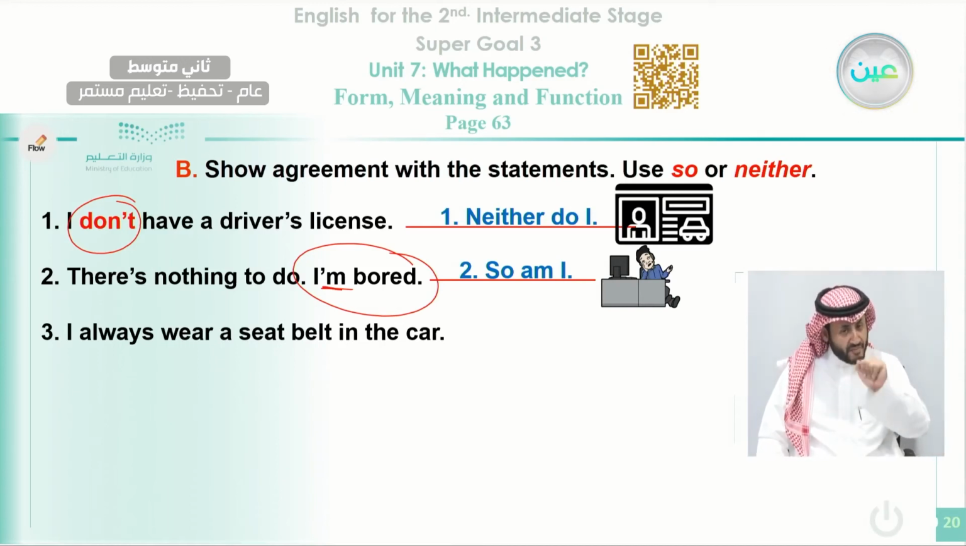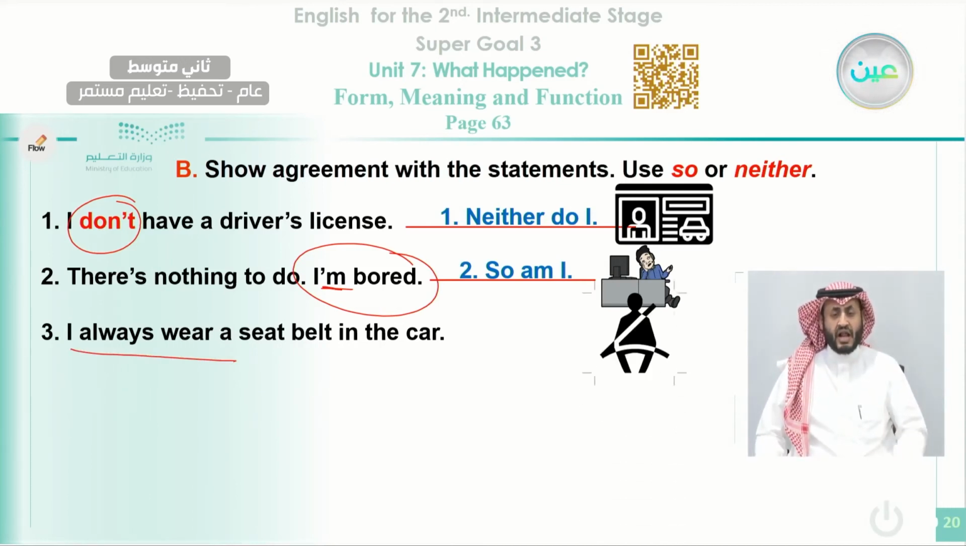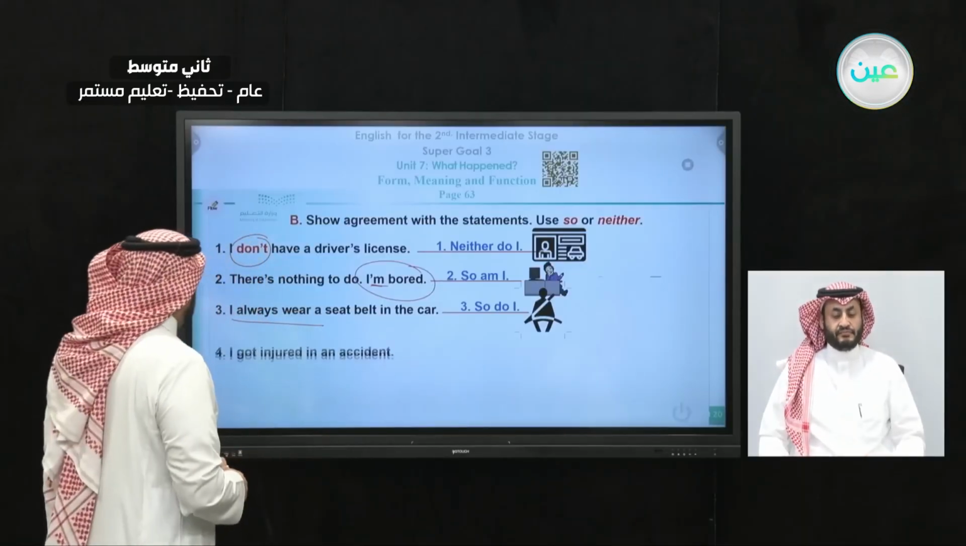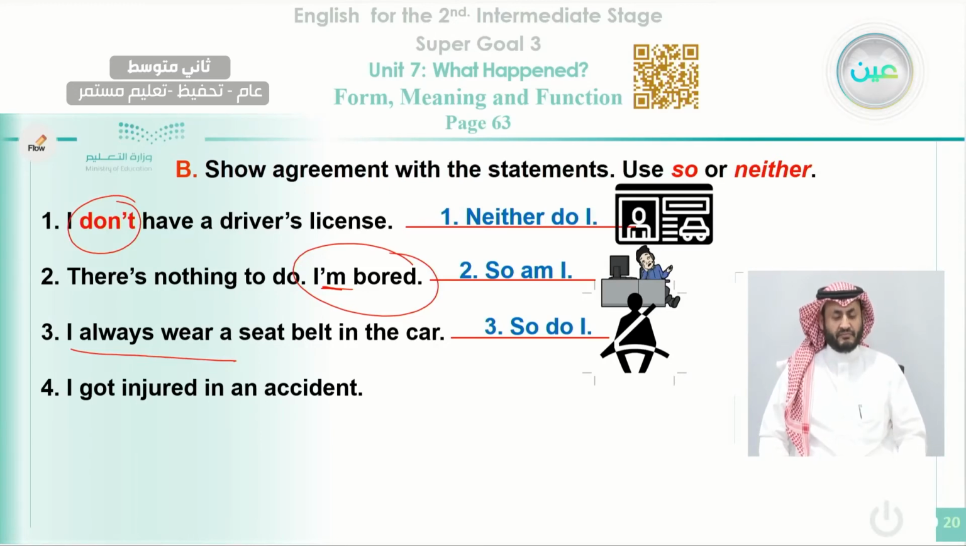And here also, "I always wear a seat belt in the car." So we use it here in the present simple. "I always wear a seat belt." So you want to agree. Seat belt, as we said here before, this is the seat belt. You say, "So do I." That means I do the same. I do like you.